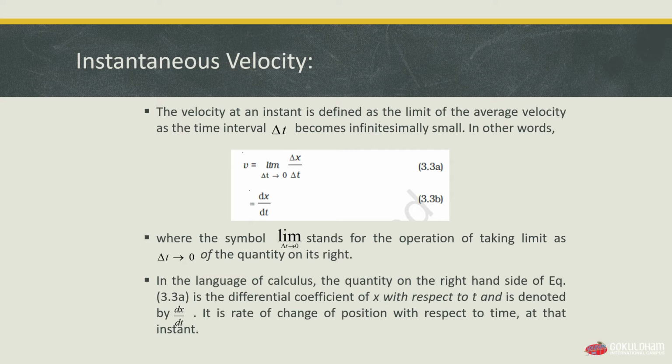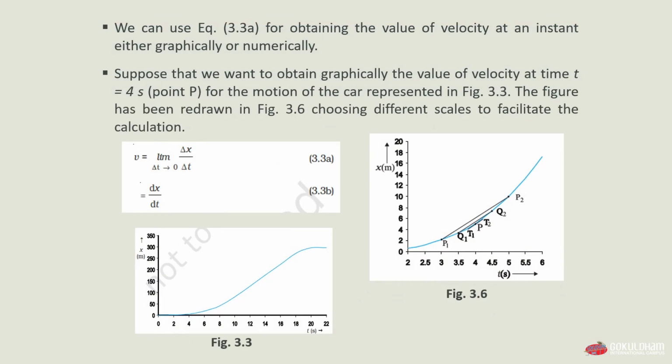We can also use equation 3.3a for obtaining the value of velocity at a particular instant, either graphically or by calculating numerically. Suppose that we want to obtain graphically the value of velocity at time t equals 4 seconds. For the motion of a car that is represented in figure 3.3, which you have already seen previously, the figure has been redrawn in figure 3.6, choosing different scales to facilitate the calculation.